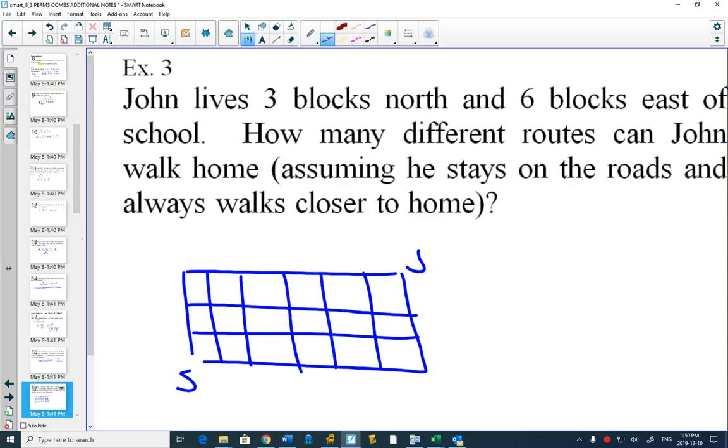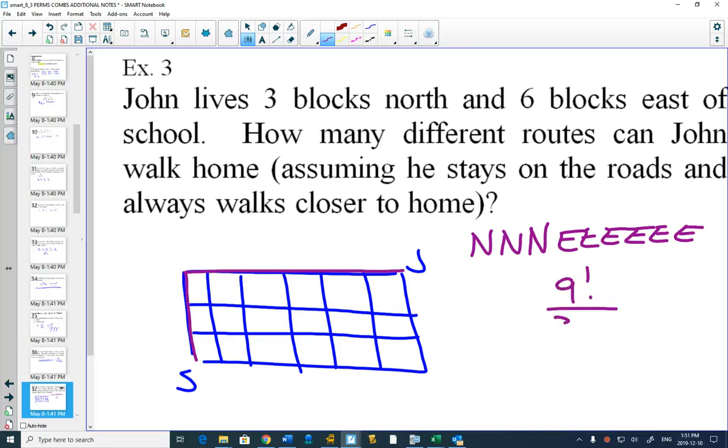Do you remember the 2 strategies we looked at? Well, if you went this way, that would be represented by 3 norths and then six easts. That's for any Monty Python fans out there. Of course, then it is the identical objects. You have 9 factorial over 3 factorial, 6 factorial, whatever that number is.